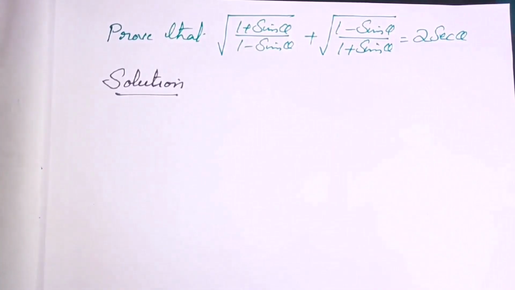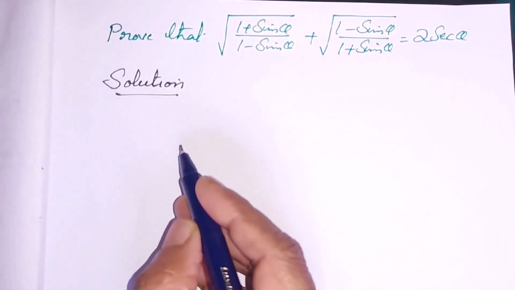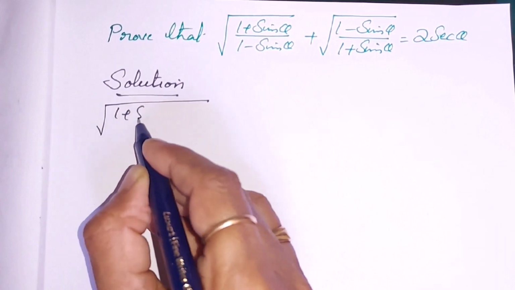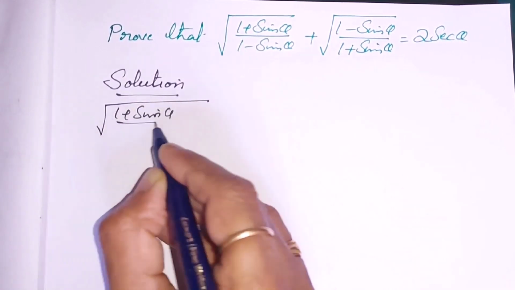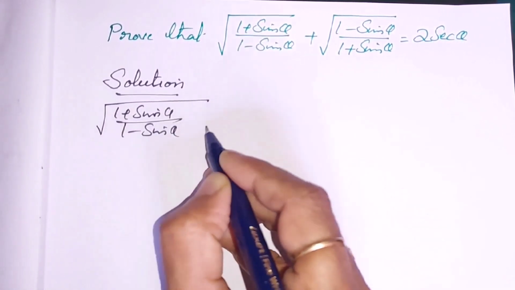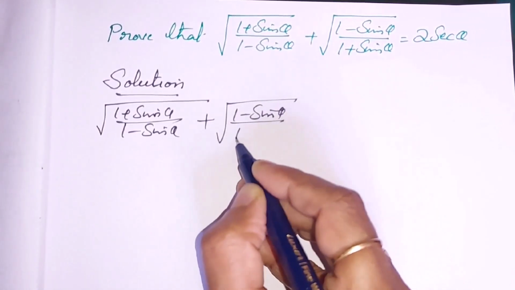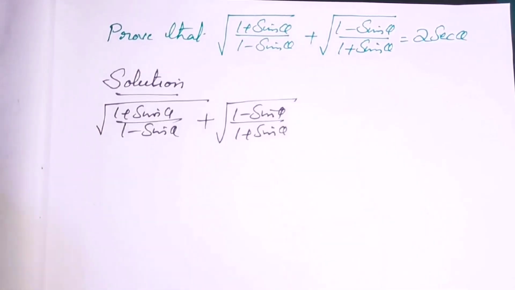Prove that root of 1 plus sin theta by 1 minus sin theta plus root of 1 minus sin theta by 1 plus sin theta is equal to 2 sec theta. Right? Now we'll do this solution. Here left hand side is root of 1 plus sin theta upon 1 minus sin theta plus root of 1 minus sin theta upon 1 plus sin theta. This is what we are given in the question. That is, LHS is this expression, right?